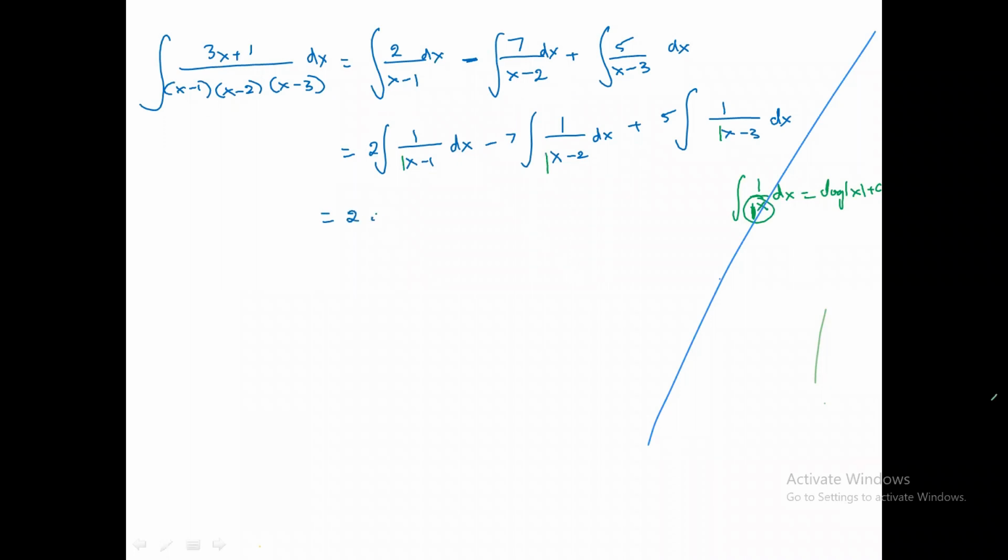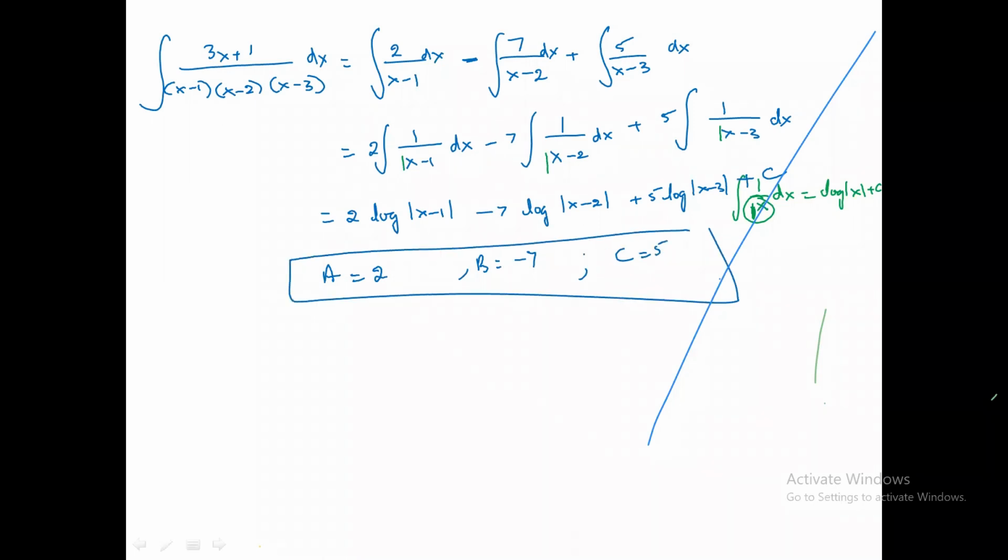That means you have 2 into log of mod of x minus 1, minus 7 into log of mod of x minus 2, plus 5 into log of mod of x minus 3, plus c. Now you can compare this with the question. Immediately you will know A is 2, B is minus 7, and C is 5. This is what you were supposed to find, and we have found it already.